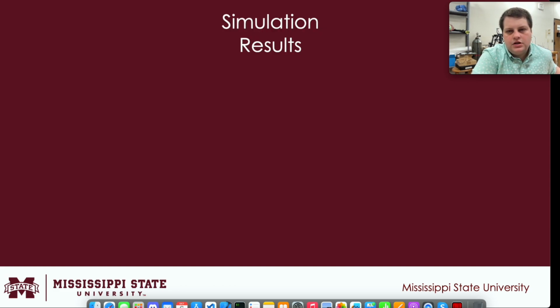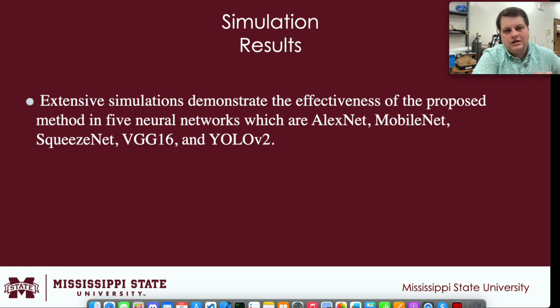Next, we'll talk about some simulation results, which have been extensively simulated, demonstrating the effectiveness of the proposed method. We'll talk about 5 different neural networks here, which are AlexNet, MobileNet, SqueezeNet, VGG16, and YOLO V2. This is a nice simulation since this simulates varying degrees of different neural networks, where some are light neural networks such as AlexNet and MobileNet, and then we have heavier neural networks such as VGG16 and YOLO V2.